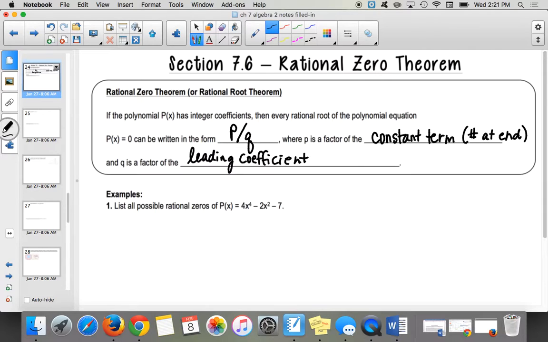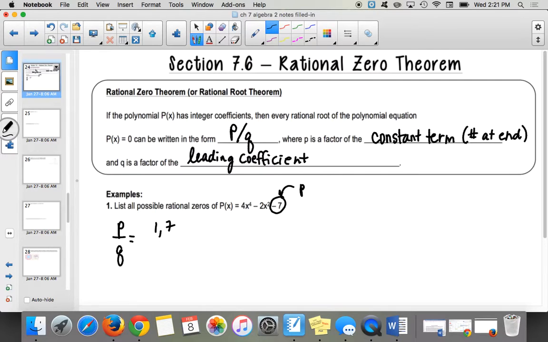Okay, so I'm going to do a couple examples so you guys can see what this is. It's a little weird. Okay, so it says list all possible rational zeros of p of x equals 4x to the fourth minus 2x squared minus 7. So our possible rational zeros are in the form p over q, and p is going to be the factors of negative 7. It's the number on the end. We don't really worry about the sign, just 7. So factors of 7, things that go into 7, 1 and 7, right?